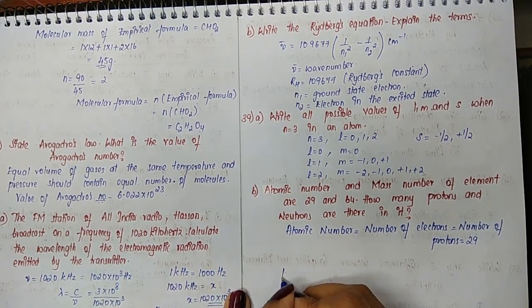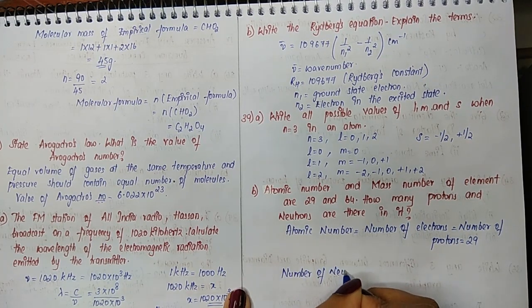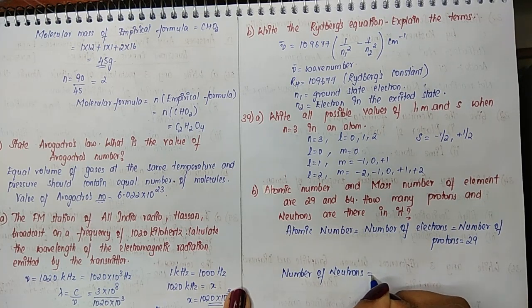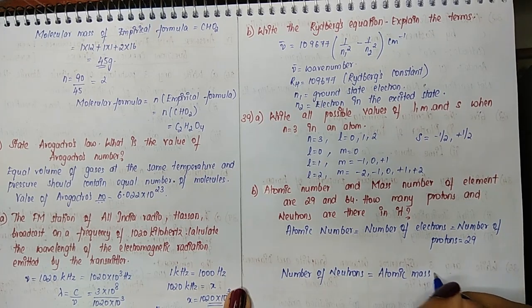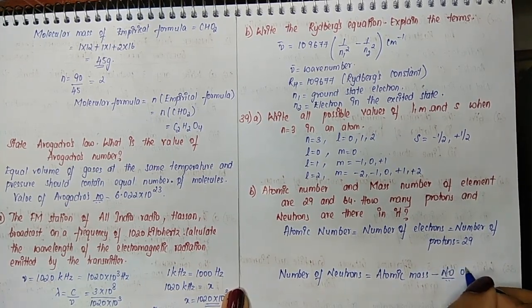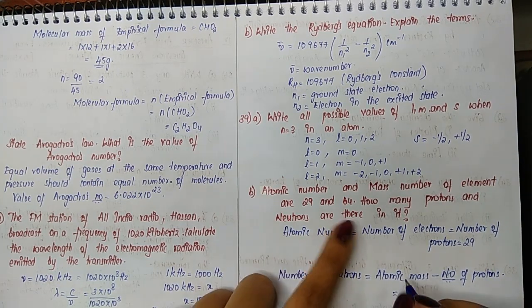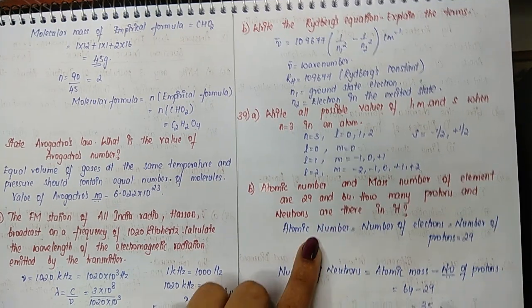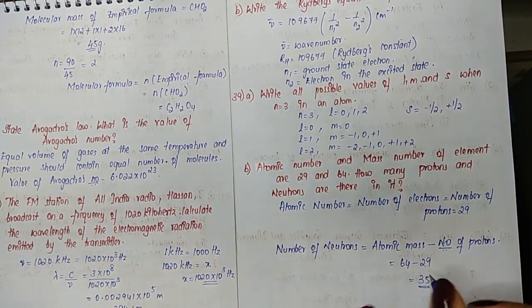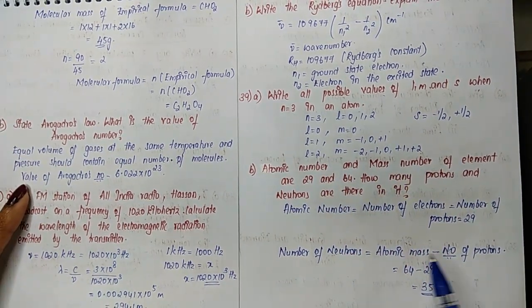Now for number of neutrons is equal to atomic mass minus number of protons. So here atomic mass is mentioned to us in the question, 64 minus number of protons. You will get 35 as your answer. So any element can be given whose atomic mass and atomic number will be given to us, and we need to calculate number of protons and number of neutrons.